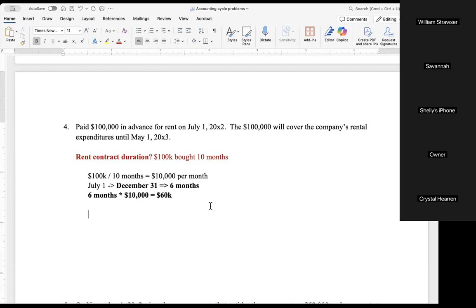What are the accounts we want to adjust? Prepaid rent, you said? Yeah. So prepaid rent is one. Do I want to debit it or credit it? We're going to credit it. Correct. So it's an asset.